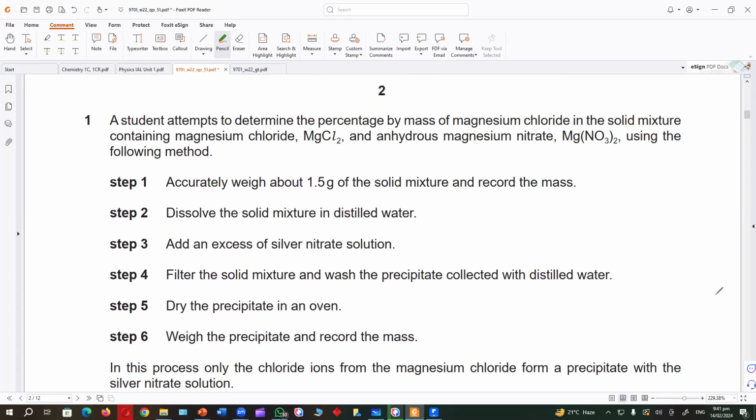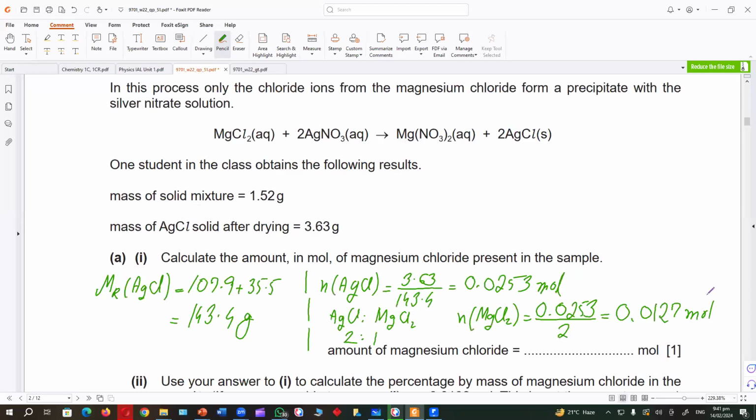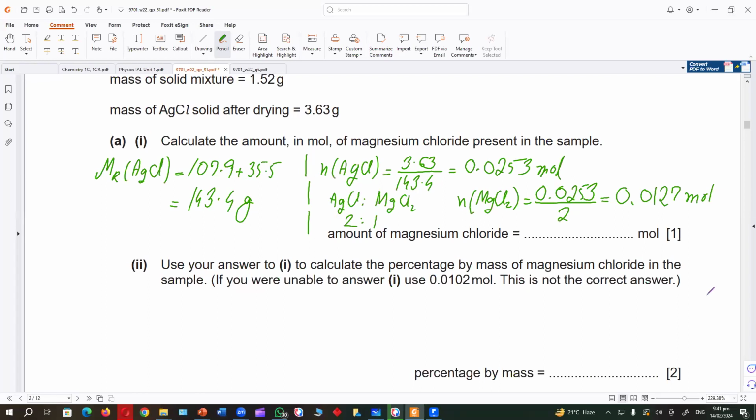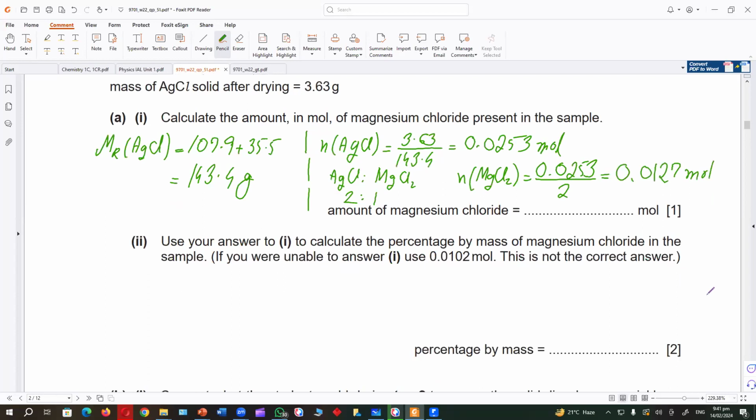1.5, but later what is given? The 1.5 is the mass of the solid mixture. Yes, but actually the mass of solid mixture is 1.52. So I have the total mass, but I don't know the percentage. We need the mass of magnesium chloride. I have the moles. So should I convert the moles into mass? Yeah.